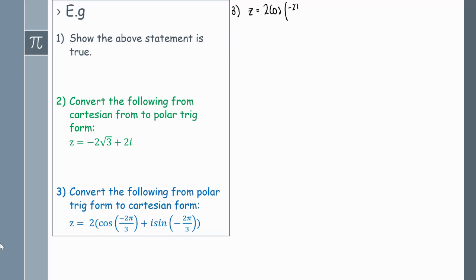We're going to convert the following from polar trig form to Cartesian form. All you have to do is evaluate the trigonometry in these equations. So really what I want to do is find out what cos minus 2 pi on 3 is, and what sine minus 2 pi on 3 is. Once I know that, the rest is simple.